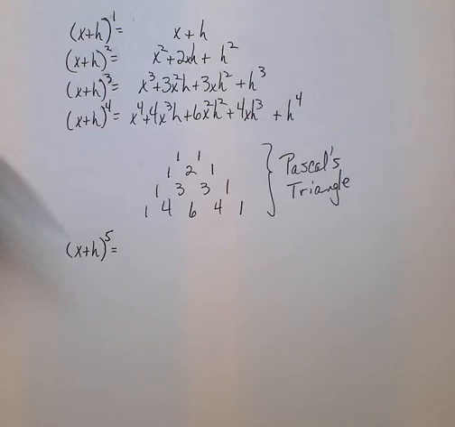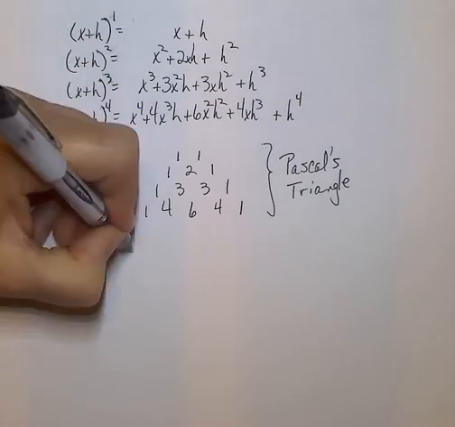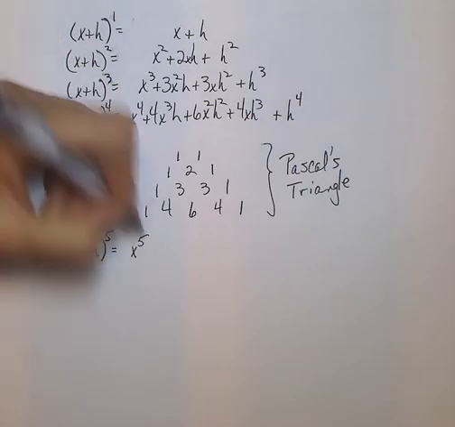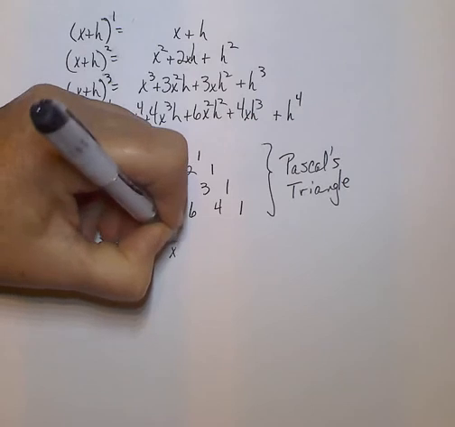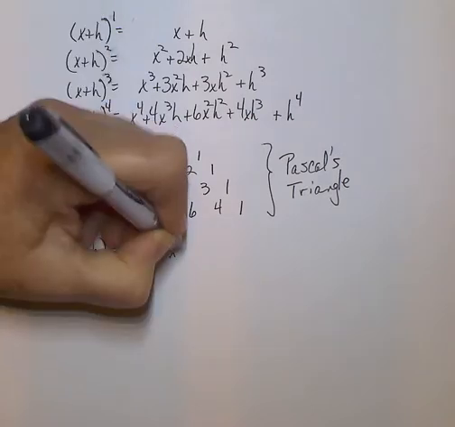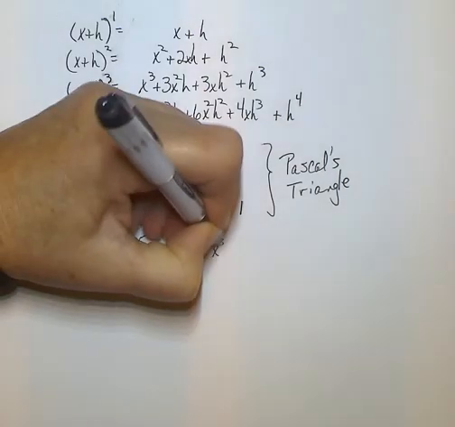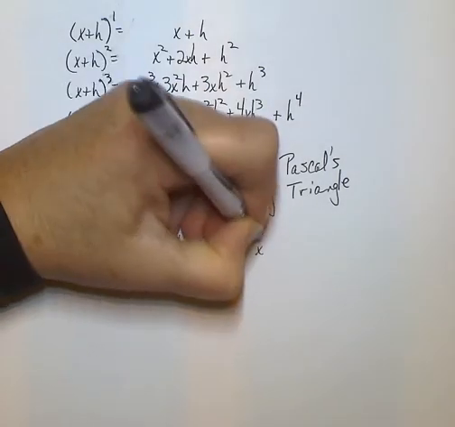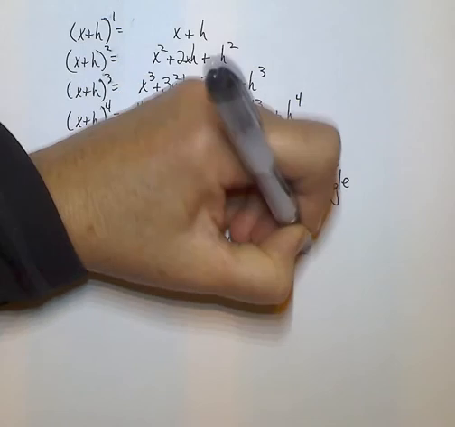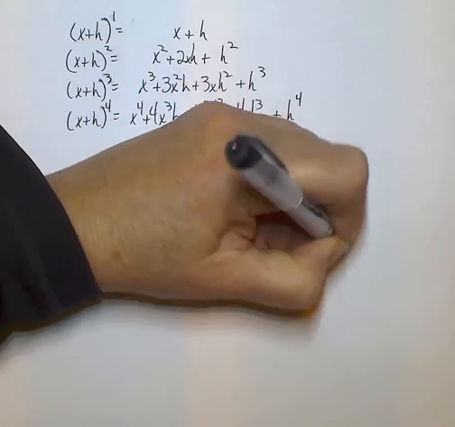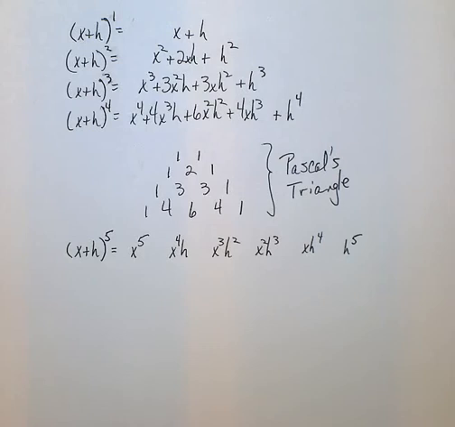Let's do the variable part first. We know we're going to end up with an x to the 5th. The next term will be one smaller power of x, one more power of h, so x to the 4th h, x cubed h squared, x squared h cubed, xh to the 4th, h to the 5th. There's our variables. And our coefficients will come from this next row of Pascal's triangle.